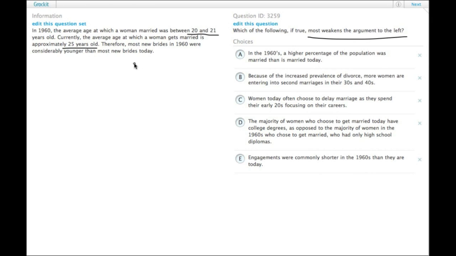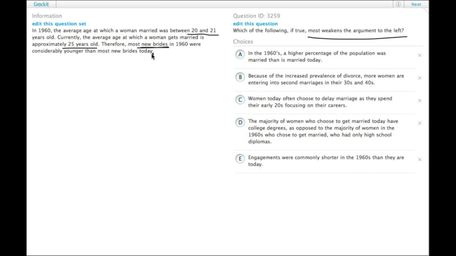So one of the things you can do when you're looking to weaken an argument, or doing anything related to the assumption, is look for terms and ideas that appear in the conclusion that didn't appear in the evidence. And it's tricky because sometimes the difference will be small, but in this case we have the age at which a woman gets married in the two evidence statements. The conclusion has new brides in it. There's a difference between getting married and getting married for the first time.